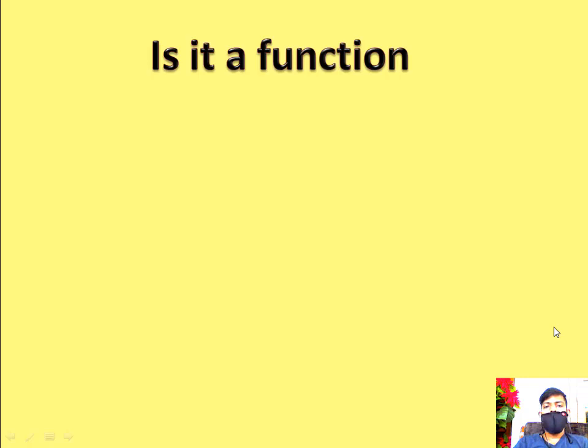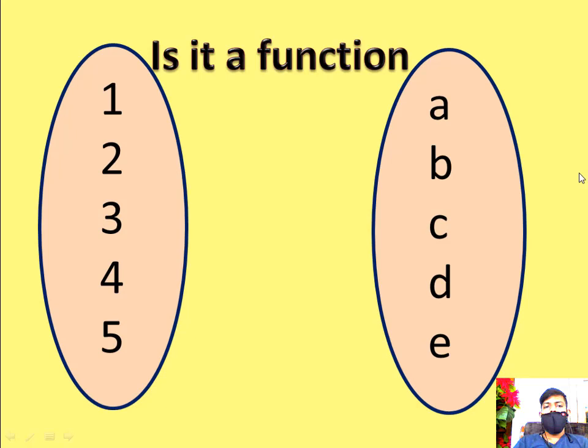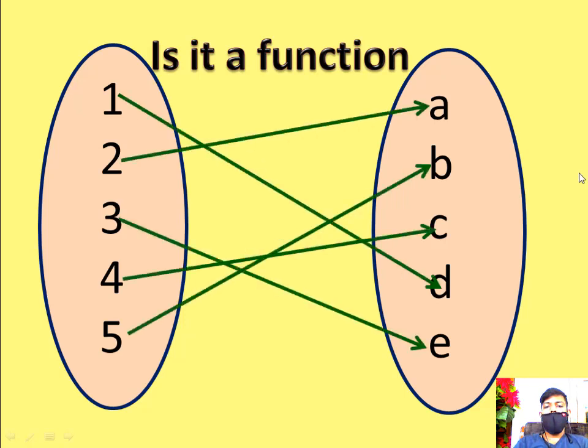Let us look at one more example. A has the elements 1, 2, 3, 4, 5. B has the elements a, b, c, d, e. And the map, 1 maps to d, 2 maps to a, 3 maps to e, 4 maps to c, 5 maps to b. Here you can see that every element of A has a unique element in B. Therefore, it is an example of function.